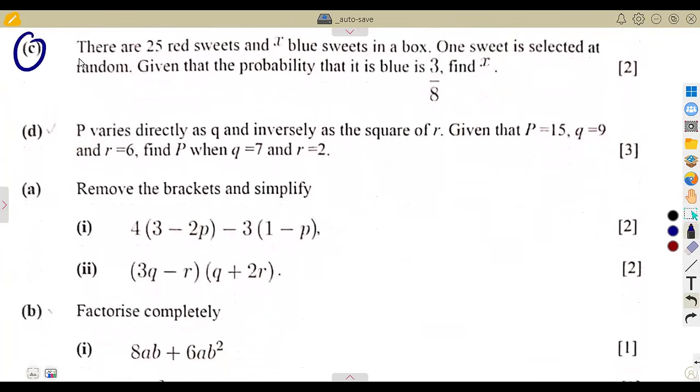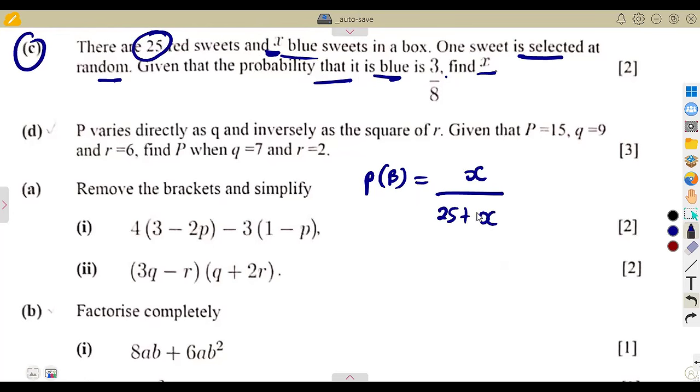There are 25 red sweets, x blue sweets in a box. One sweet is selected at random, only one. Given that the probability that it is blue is 3/8, find x. Remember, x represents blue. The probability of finding blue in the original sense was supposed to be the number of the blue sweets, which is x, we do not know that, over the total, knowing that we have got the 25, which are red, and x, which are blue, the total is the sum. This was supposed to be the expression for the probability of picking a blue sweet. But they are saying the same probability of picking a blue sweet numerically as a value is 3/8.